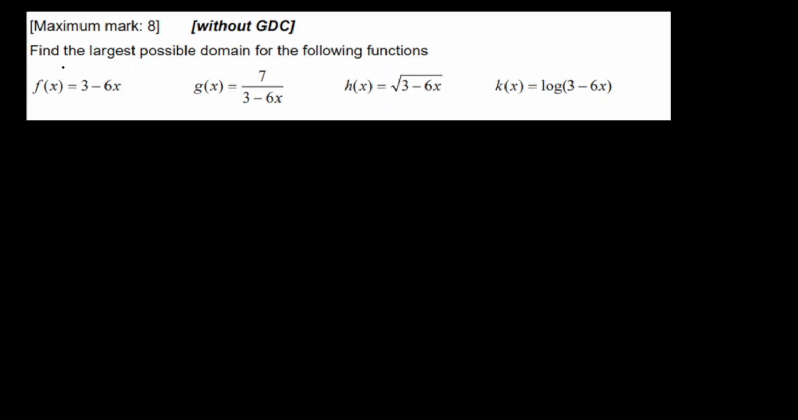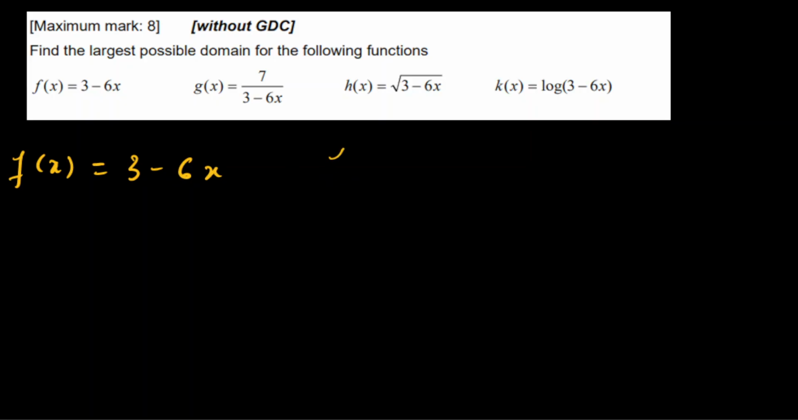So let's start this question. The question says: find the largest possible domain of the following function. Case by case I have discussed in the previous video. So the first one is f(x) = 3 minus 6x. This is the first case.